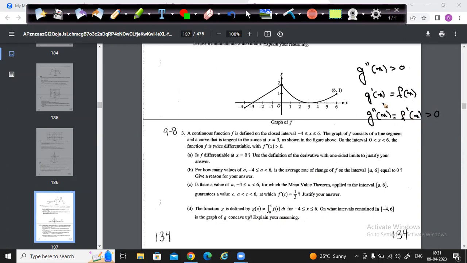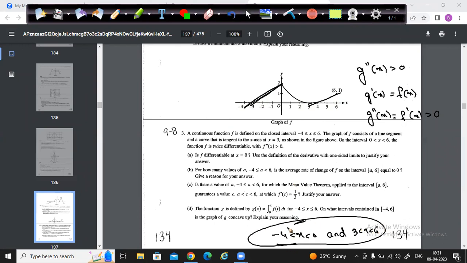So I need to see where f dash of x is greater than 0. f dash of x is greater than 0 where there is a positive slope, from minus 4 to 0 and from 3 to 6. So the function is concave up from minus 4 to 0 and from 3 to 6. For these two intervals, the function is concave up.